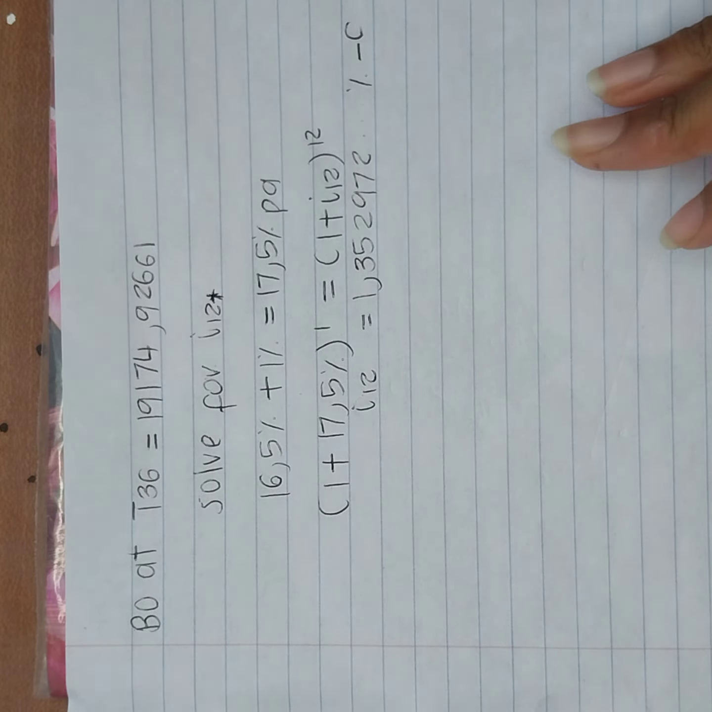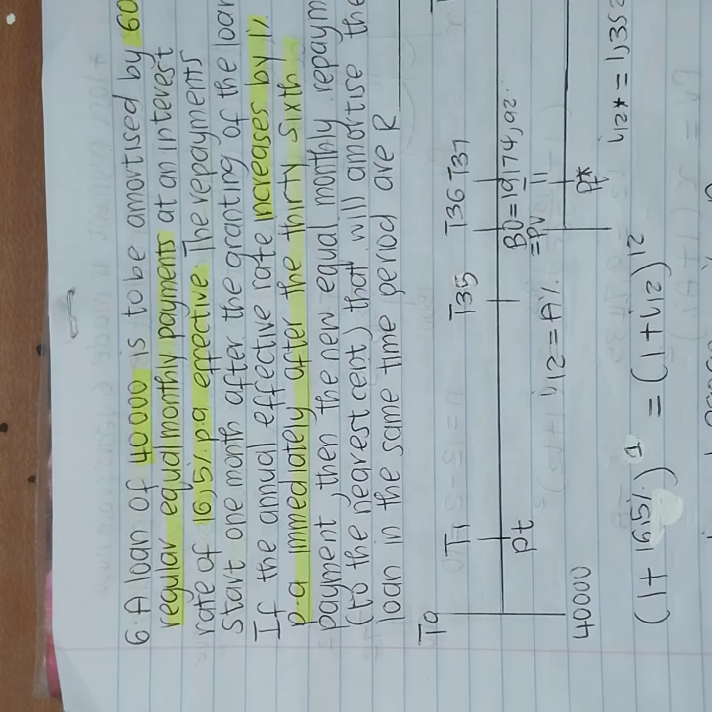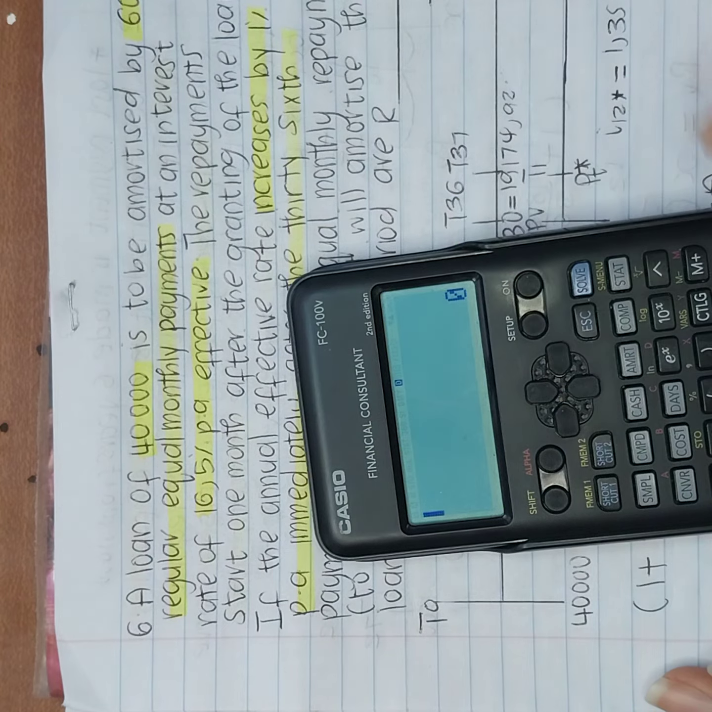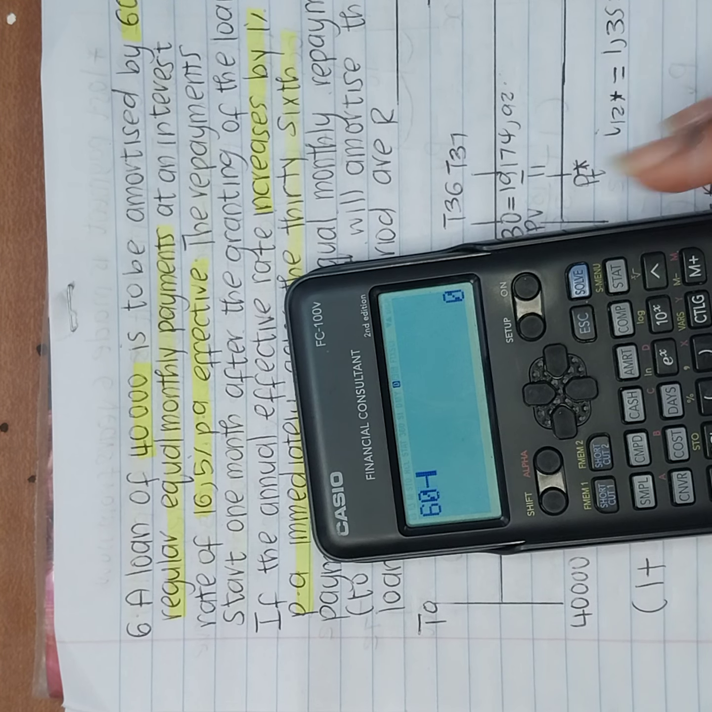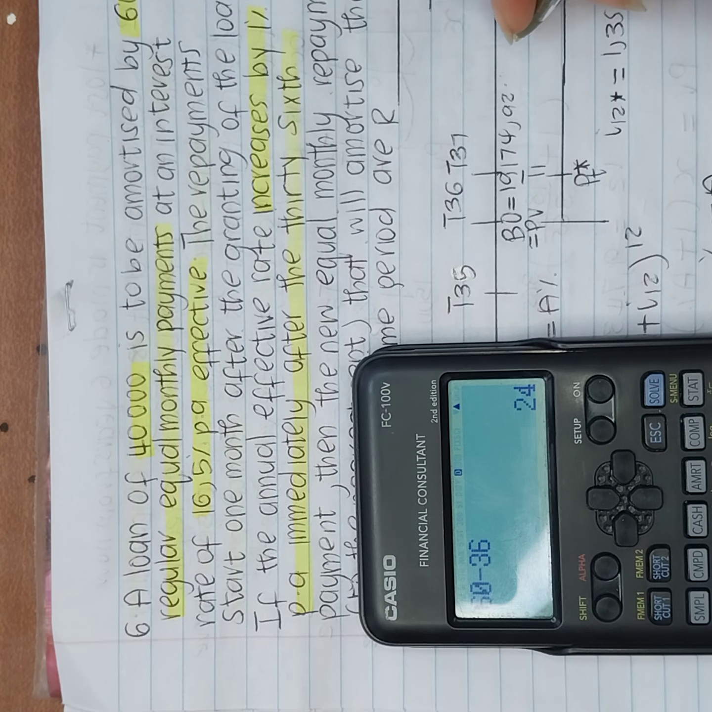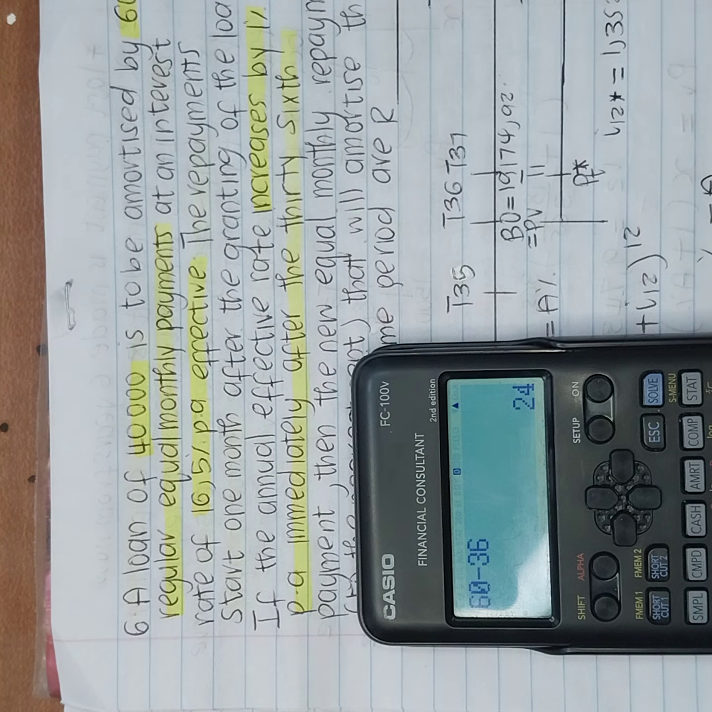Okay, so let us also find our new period, the timeline. It is starting at T36 and it is ending at T60. So I just need to say where it is ending minus where the present value is, which is at T36. So the new timeline is 24 periods.